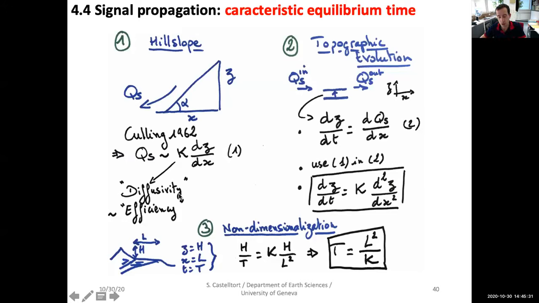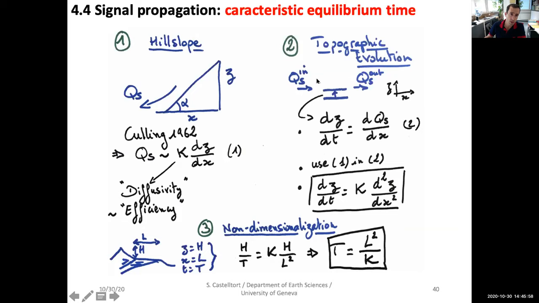I guess it's a little bit the same when we think about heat diffusion, because the physics of heat transport must also be very complicated at the molecular level. And so you can think about them as embodied into some sort of efficiency or diffusivity. Okay, so this is the first equation.